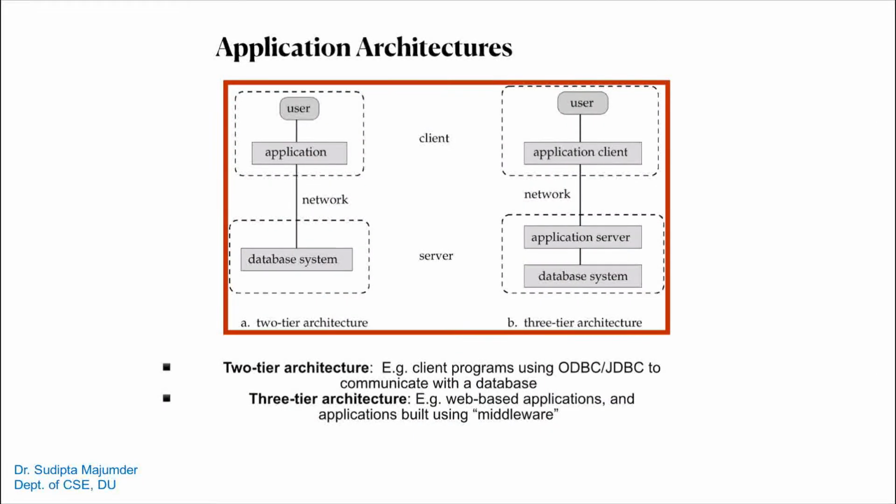This is a representation of application architecture. The application architecture can be of two types, that is, 2-tier architecture and 3-tier architecture. In two-tier architecture, we have a client part and a server part. And in three-tier architecture, in the client part, we have the user and application client, and in the server part, we have an application server and a database server. That's why it is three-tier: 1, 2 and 3.